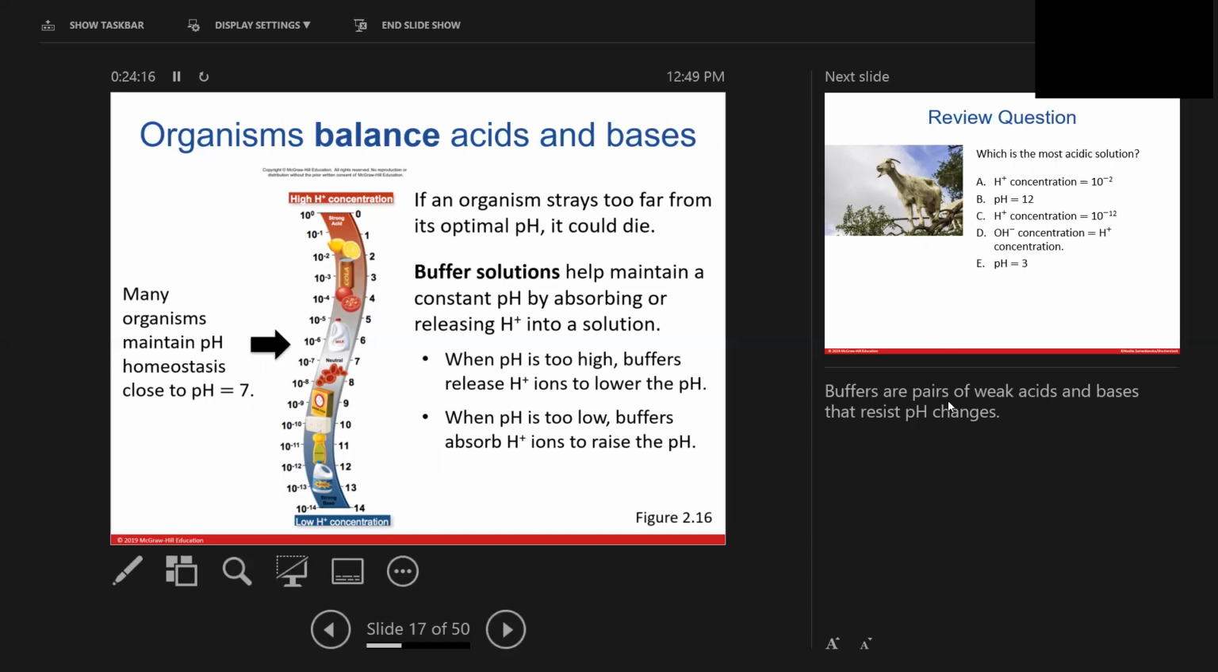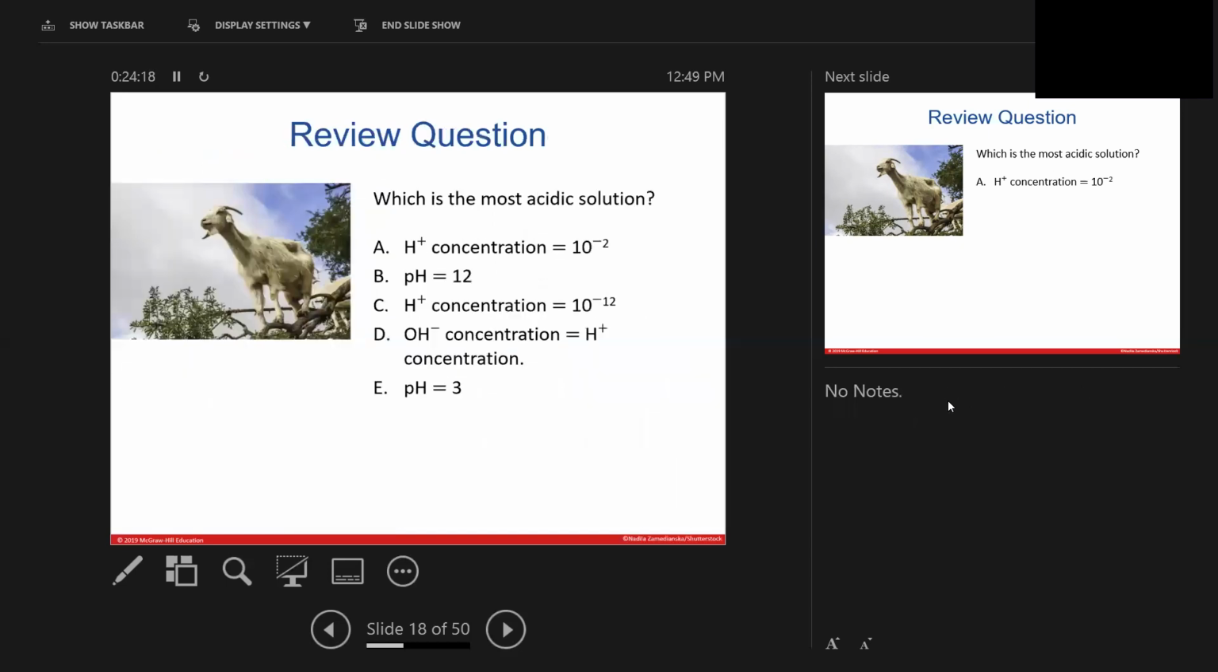Let's do another quick review question here. Which of these is the most acidic solution? An H plus concentration of 10 to the minus 2, a pH of 12, an H plus concentration of 10 to the minus 12, an HOH concentration that is equal to the H plus concentration, or a pH of 3. Now that's a lot of weird ways to write it, but just remember that an H plus concentration of 10 to the negative 2 is equivalent to a pH of 2, right?